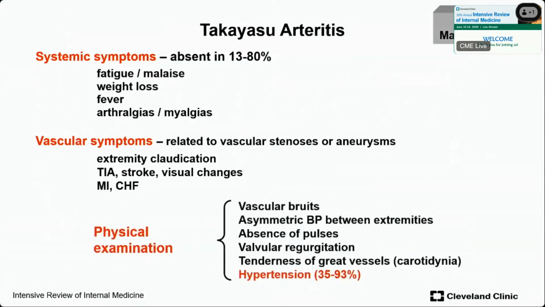On physical examination, we may note the presence of vascular bruits, asymmetry of the blood pressure between extremities, an absence of pulses, features of valvular regurgitation, tenderness of the great vessels, of which carotidynia is quite a common feature, and hypertension may be seen in 35 to 93%, as was the issue with our case.